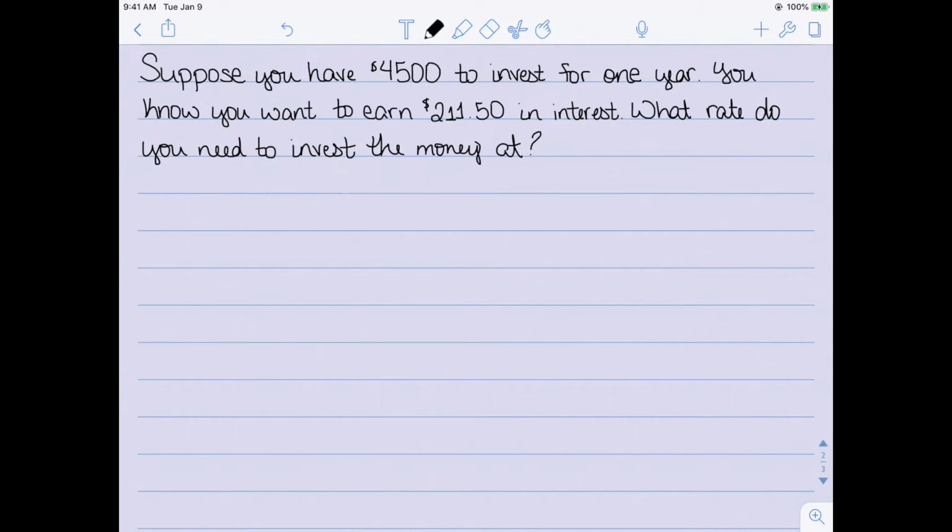Suppose you have $4,500 to invest for 1 year. You know you want to earn $211.50 in interest. So what rate do you need to invest the money at? So we're looking for our interest rate, which is R. So that's our variable. We also know that this is an interest problem. We can see that we're talking about interest on an investment, so we should know our formula.